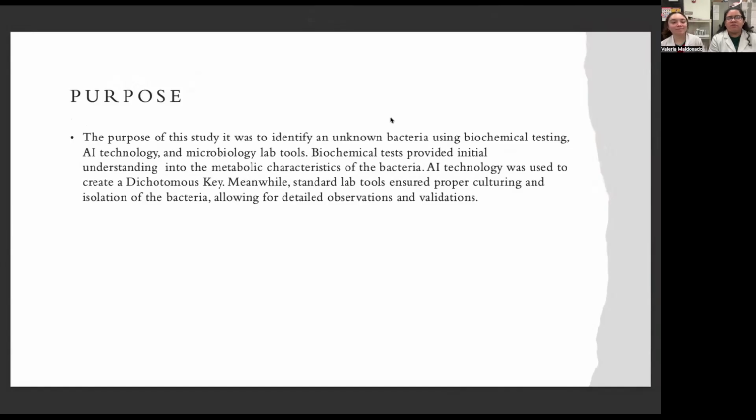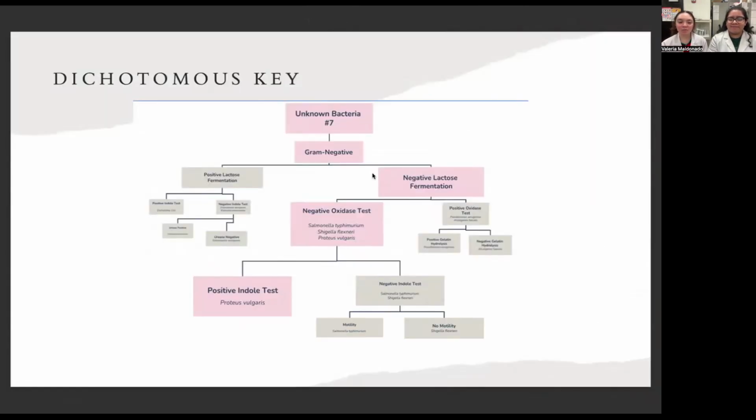The purpose of this study is to identify unknown bacteria using biochemical testing. We used AI and microbiology lab tools during the biochemical tests, which provided an initial understanding of the bacteria. We used AI to create a dichotomous key. The standard lab tools ensured proper filtering and isolation of the bacteria. It allowed us to observe and make validations. This is our dichotomous key.